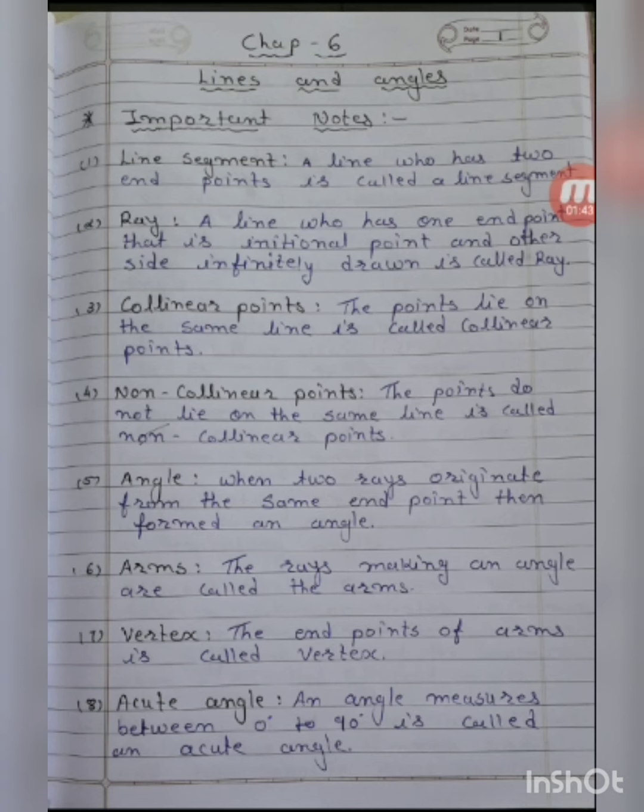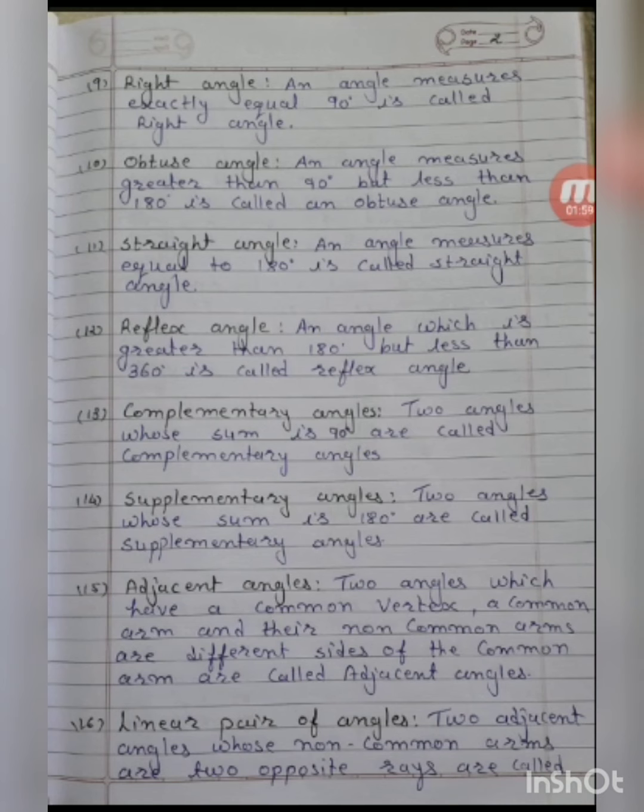Acute angle. An angle that measures between 0 and 90 degrees is called an acute angle. You have learned these definitions, but now we have to revise all of them for this lesson. Now, right angle. An angle that measures exactly 90 degrees is called a right angle. Obtuse angle. An angle that measures greater than 90 degrees but less than 180 degrees is called an obtuse angle. Here we discuss below 90 degrees, 90 degrees and above 90 degrees: acute angle, right angle and obtuse angle.